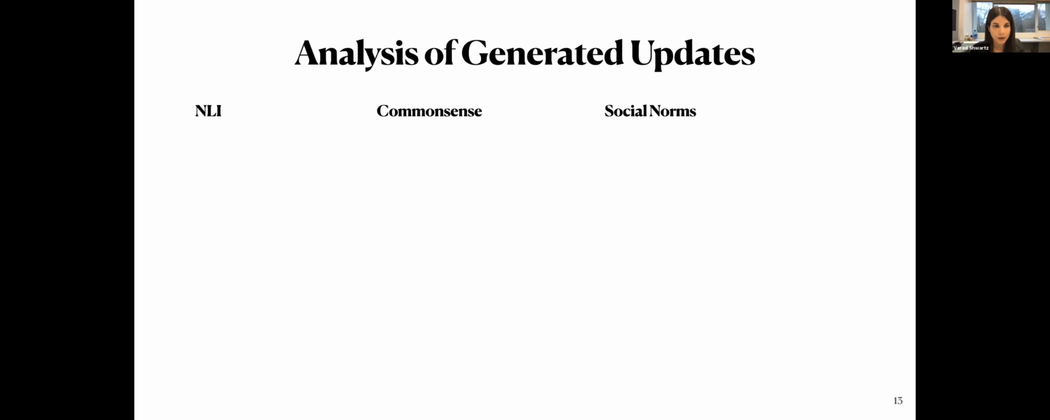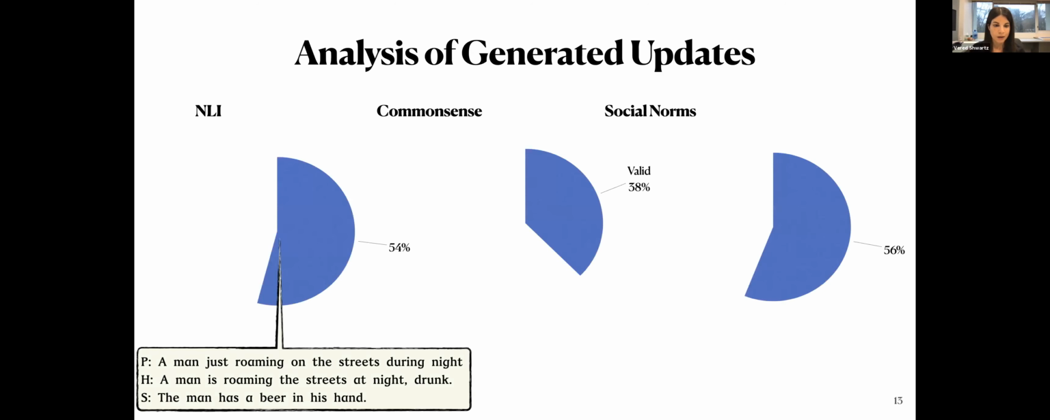We analyzed the generated updates, so let's look at some of the types of updates that were generated. First of all, a large portion of them were correct. Here's an example for the premise: a man just roaming on the streets during night. And the hypothesis: a man is roaming the streets at night, drunk. The strengthener that was generated is that the man has a beer in his hand. So that strengthens the fact that he's drunk.